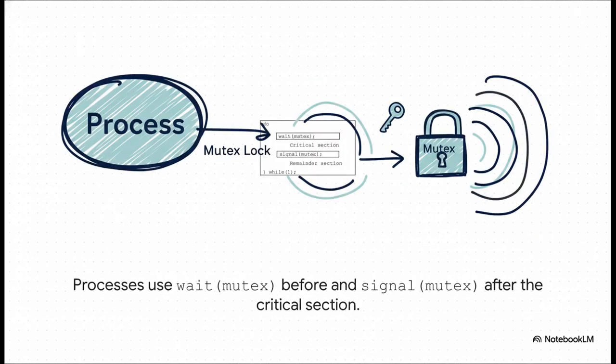And here's what that looks like in practice. You have your critical section, and you just wrap it. Before you go in, you call wait on the semaphore, which you'll often see called a mutex. That's short for mutual exclusion. If you get the lock, you go in, do your thing, and once you're finished, you call signal to release the lock. It's a pretty simple and pretty effective wrapper.